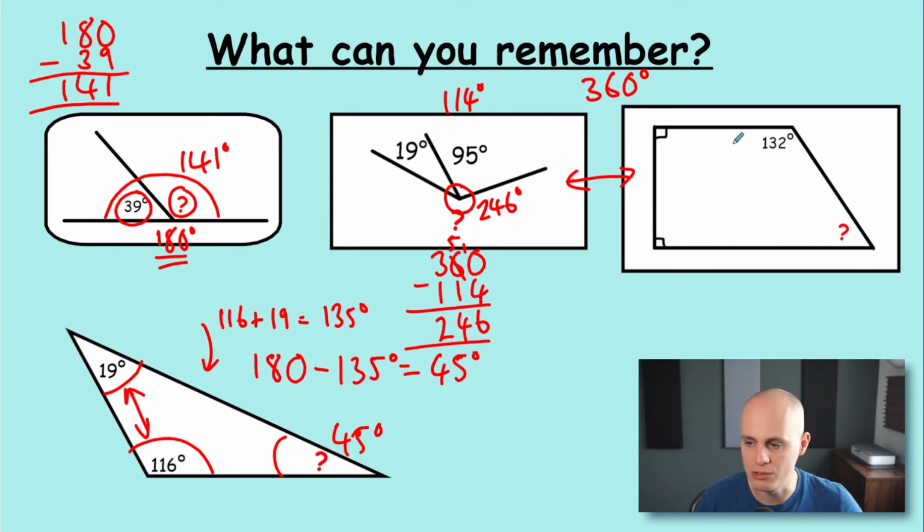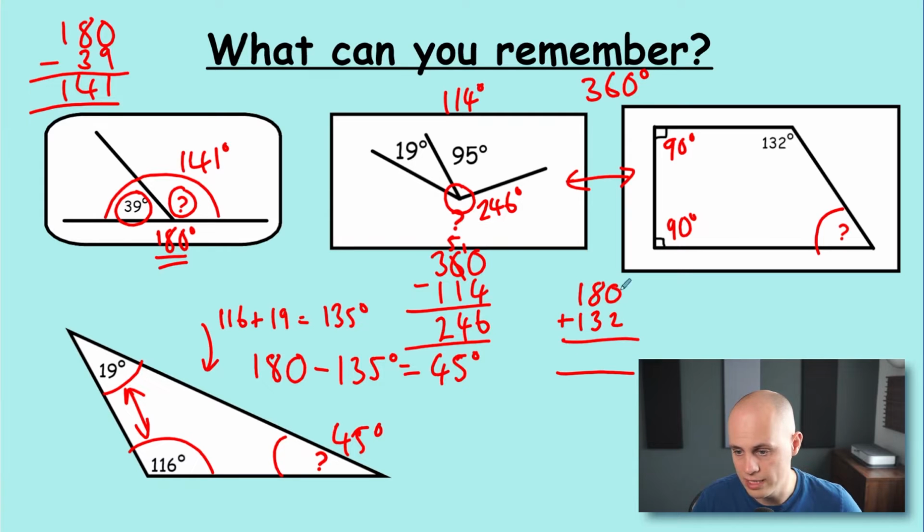We've got a quadrilateral. We know what three of the angles are because we know that these right angle symbols mean 90 degrees. So we've got 90, 90, and 132, and something to make 360. So same logic one more time. Add all of the angles up that we know. 90 plus 90 is 180 plus 132. Let's do that with a quick column. Yeah, I'm sure you can do it in your head, but let's just show.